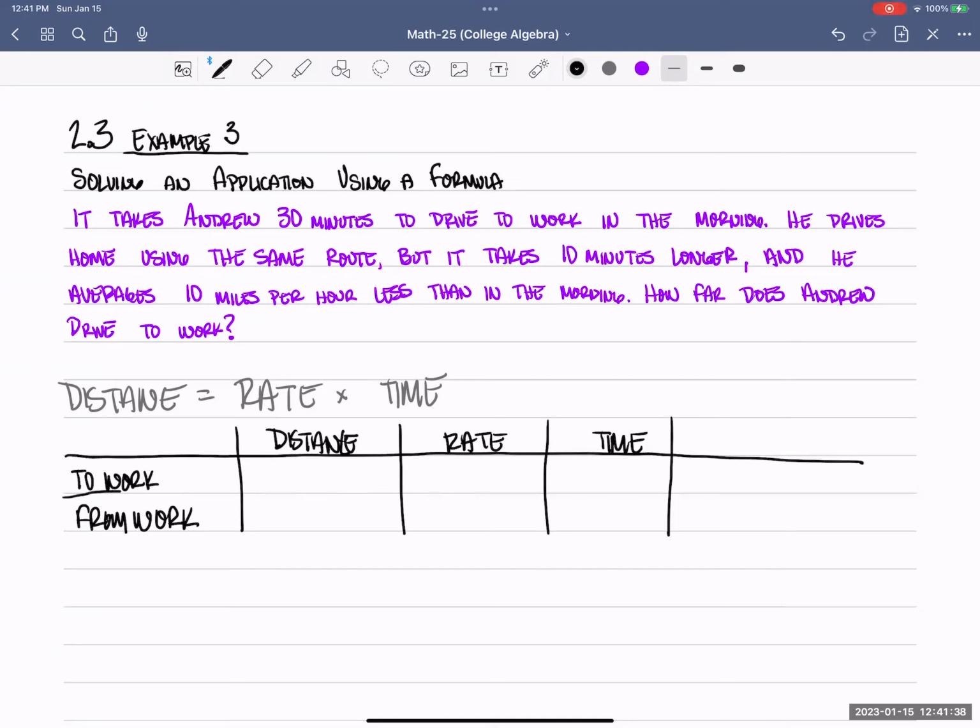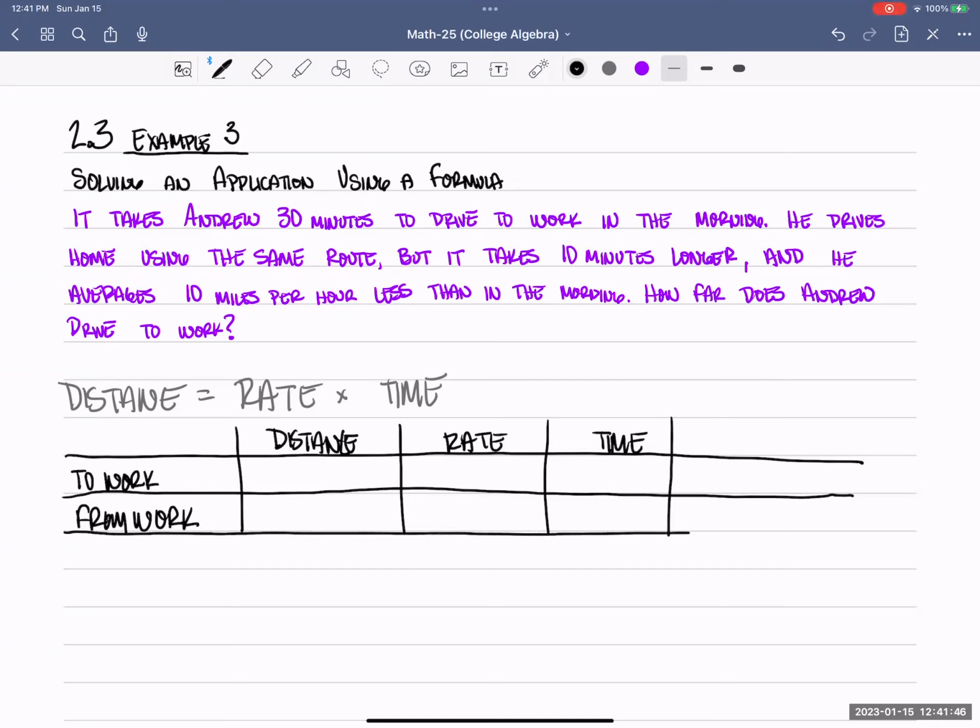So distance, we need to identify as being in miles. Rate is miles per hour, and time is going to be in hours. So distance is going to be in miles, rate is going to be miles per hour, and time is going to be in hours.